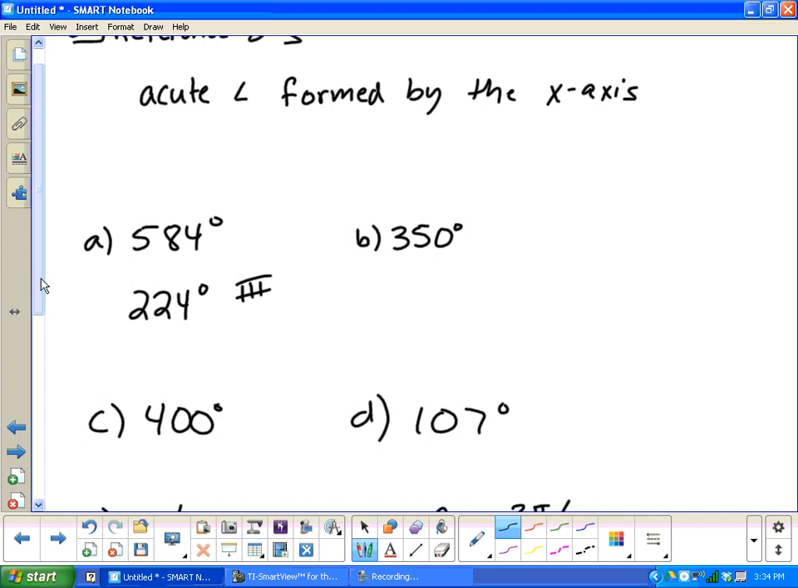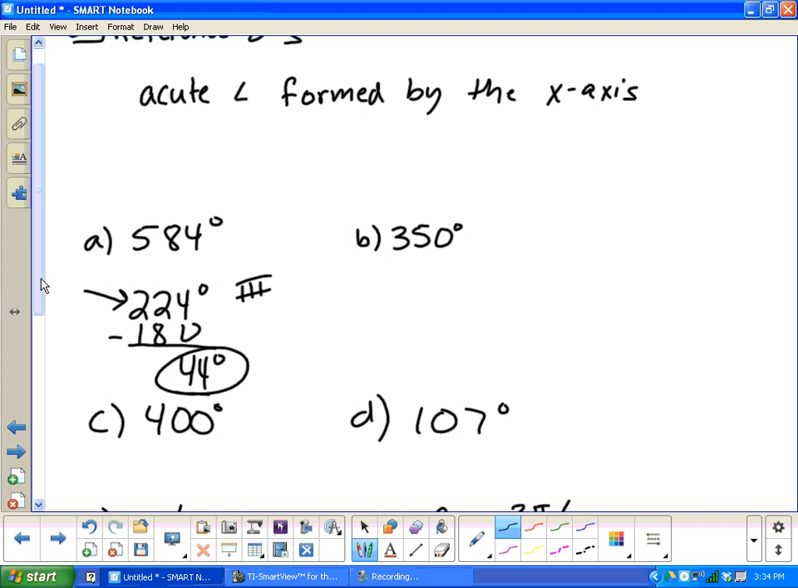So remember our rules here. If it's in the third quadrant, all I have to do is take the angle and subtract 180. So 224 minus 180 is 44. So my reference angle is 44 degrees there. So don't misunderstand, 224 is not the reference angle. That's the coterminal angle that I can find on my unit circle here that lies in between 0 and 360.